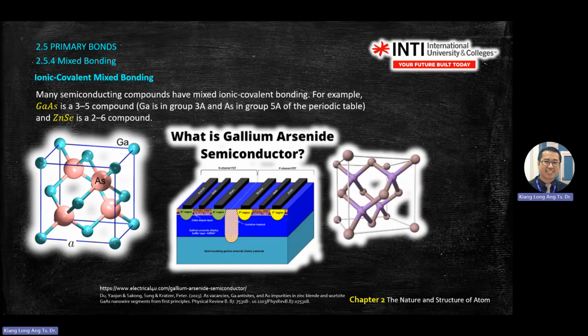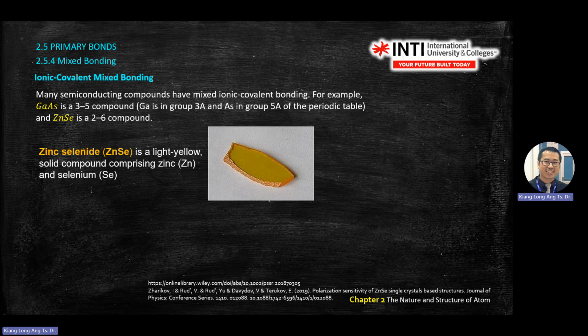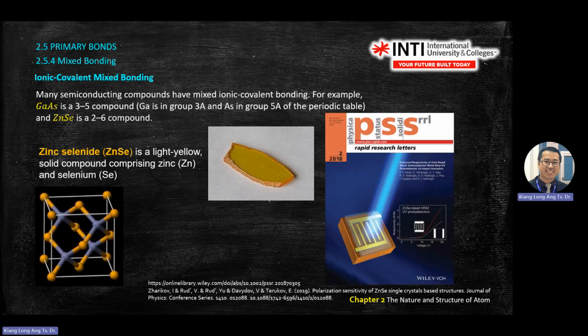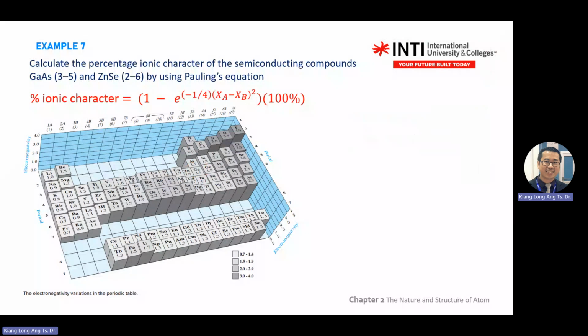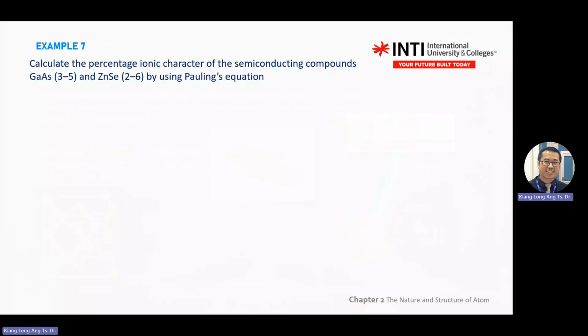The rest you read. I just give you some example applications in the real case, like gallium arsenide, GaAs. This one might not be familiar to engineering students, but you cannot run away because your time is all these nanotechnologies. You will come across all these names after you graduate and work in the industry. Okay, let's see how we apply the Pauling equation, then we conclude chapter 2.